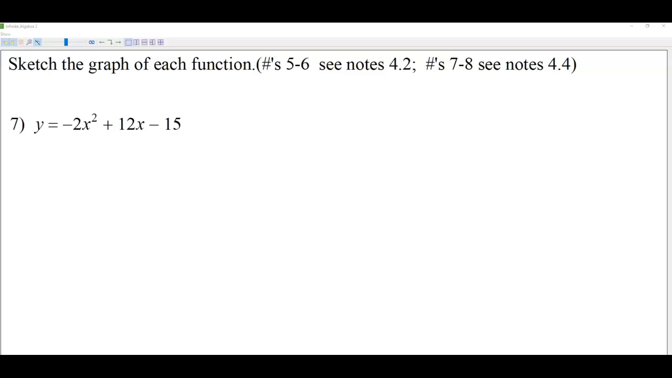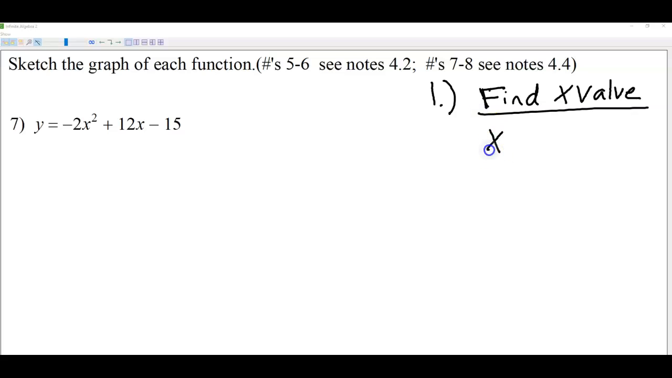So the first thing that you're going to do is find your x value for the vertex. And the way that you do that is with this little formula here. Negative b over 2a. Okay?